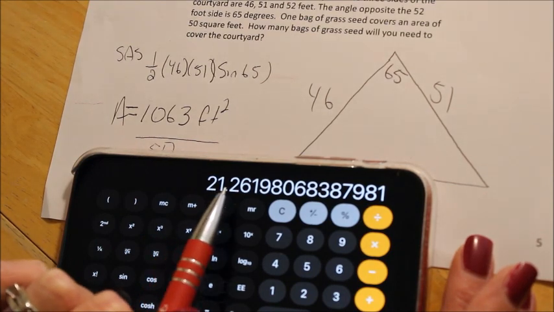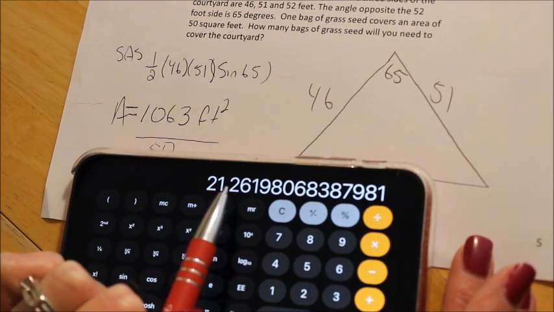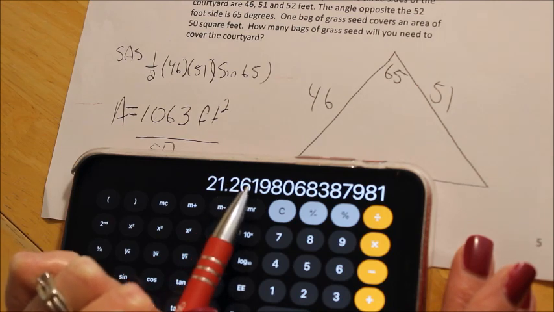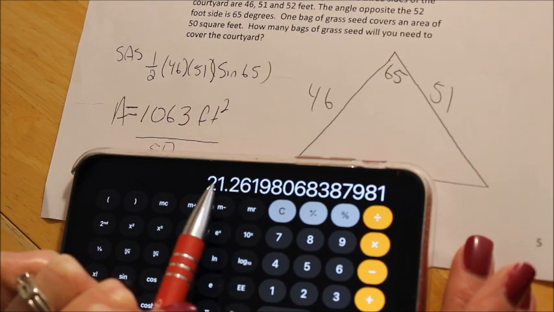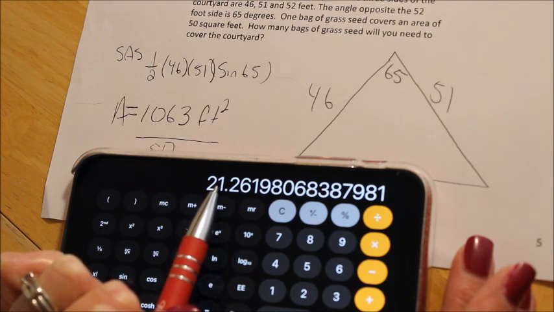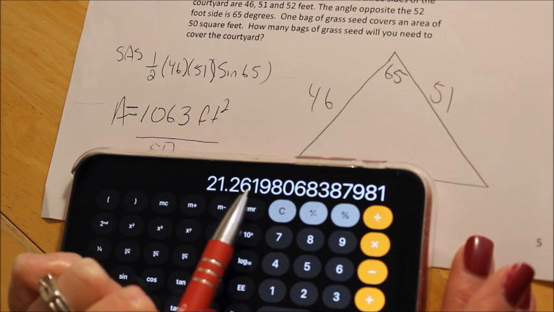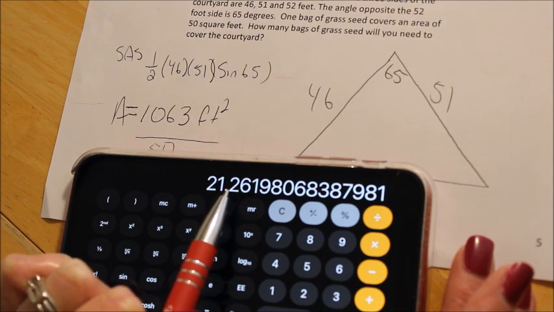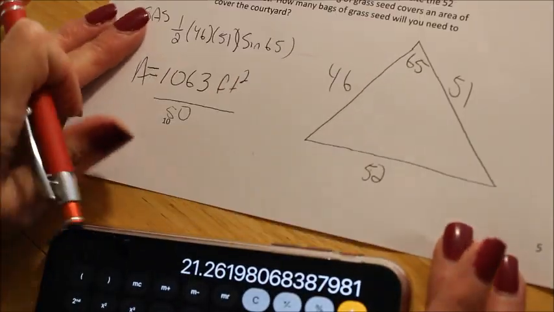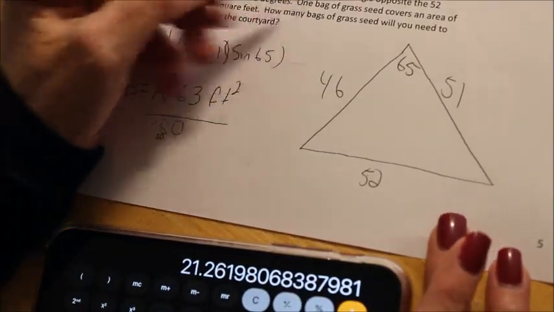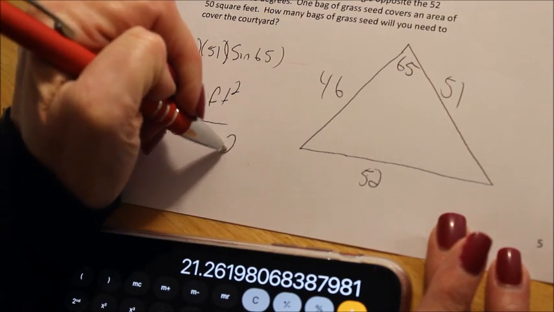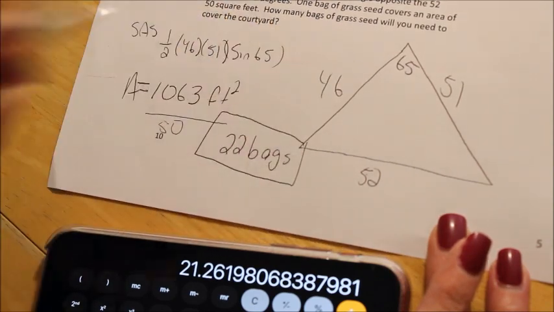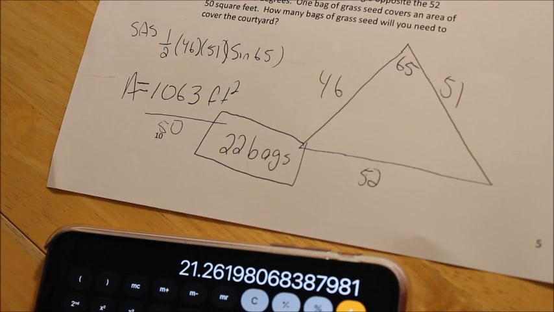And I get 21.26. Now here's the question on rounding. Remember, the 0.26 part is part of the grass. That's part of the area that you're going to need to cover. So yes, you need 21 full bags, but if you don't get the 22nd bag, you're going to skip this 0.26 here. So you're actually going to need 22 bags. You always want to round up when it comes to things like this. So how many bags of grass seed will you need to cover the courtyard? 22 bags. And that is the answer. And that is the notes on 8.2, guys.